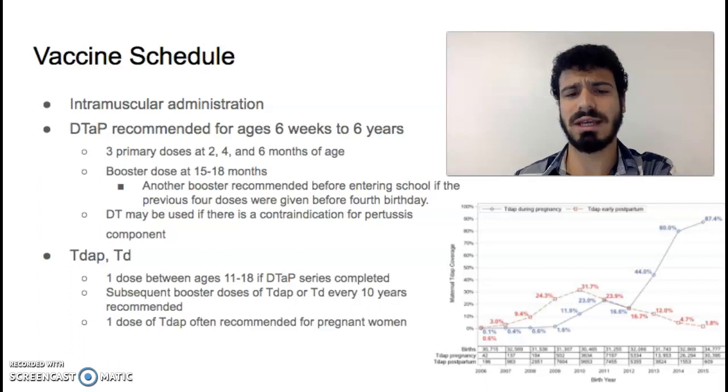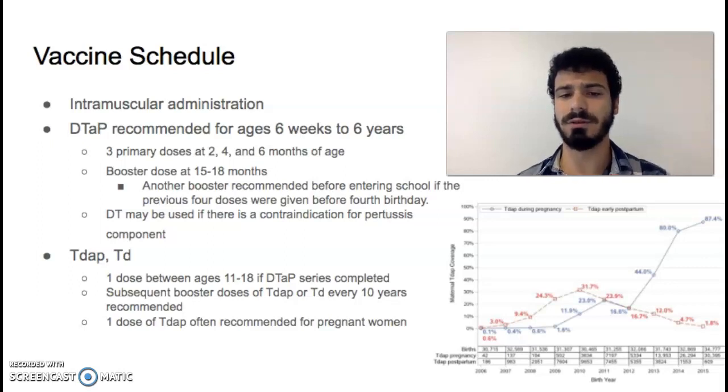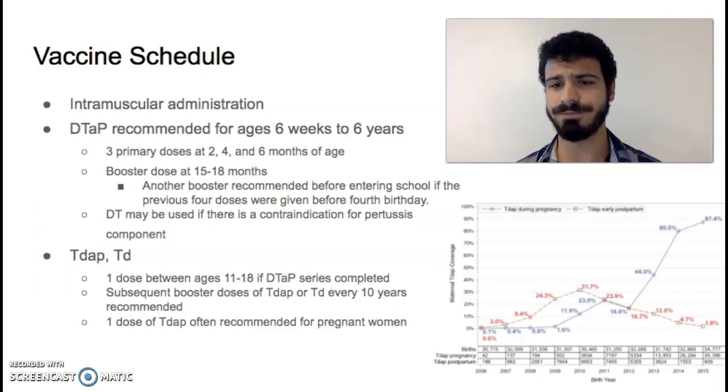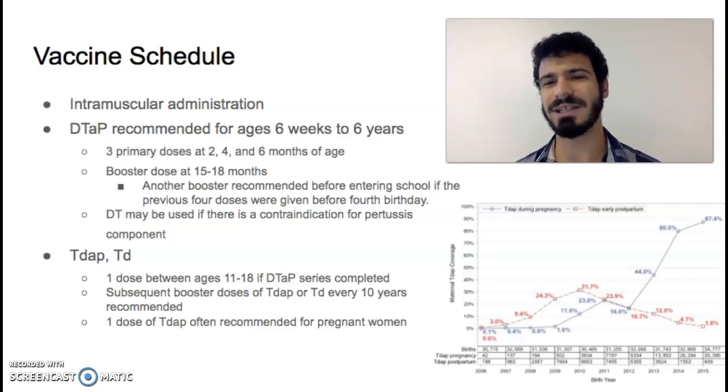And then one dose of Tdap is often recommended for pregnant women. It's an off-label recommendation, but the point of that is to reduce the burden of the pertussis component on the infant as much as possible. And this graph down here shows some evidence for the basis for that recommendation.